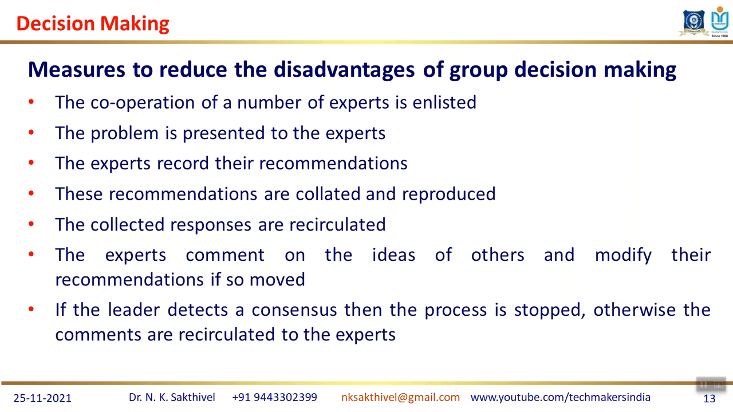Number one is that the cooperation of a number of experts is very important. That means the first member is giving a suggestion, and the second member is giving a different suggestion. So both members wanted to discuss together to finalize a decision. No one member should assume that his decision is 100% correct. So the first point is the cooperation of a number of experts is very important, and that may reduce the disadvantages of group decision.